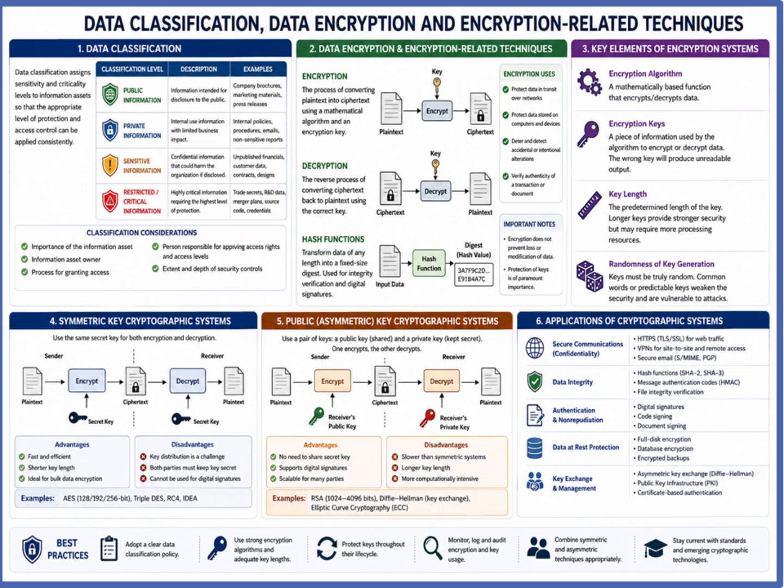Finally, the slide emphasizes several best practices. Organizations should adopt clear data classification policies, use strong encryption algorithms with appropriate key lengths, protect cryptographic keys throughout their life cycle, monitor encryption usage, and stay aligned with evolving cryptographic standards and technologies. The key takeaway is that effective data protection depends on both proper classification and strong cryptographic controls. Together, they help organizations protect confidentiality, maintain integrity, support compliance, and reduce the risk of unauthorized access or data exposure.